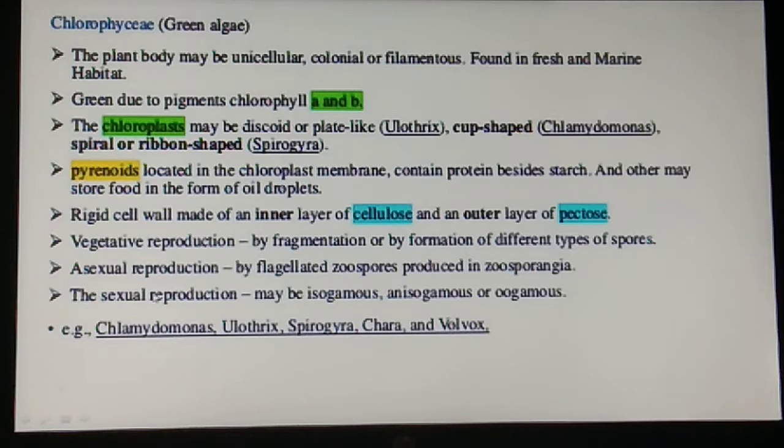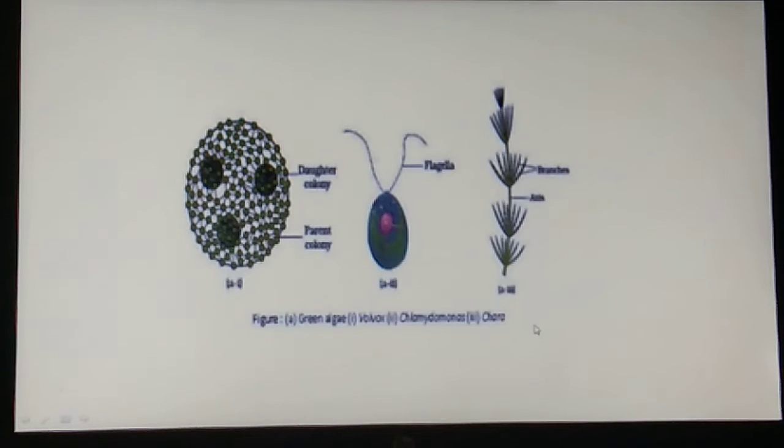And the common examples of green algae are Chlamydomonas, Ulothrix, Spirogyra, Chara and Volvox. So you can see here, these are the diagrams. This first one is Volvox, students. Second one we have is the Chlamydomonas and the third one we have is Chara.